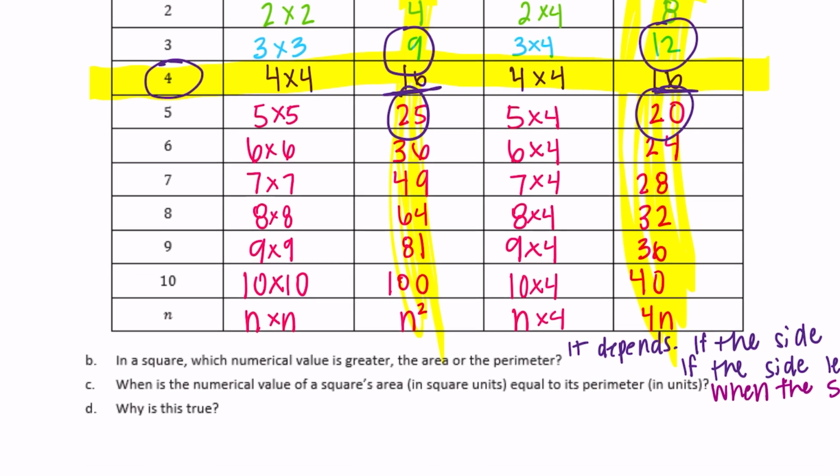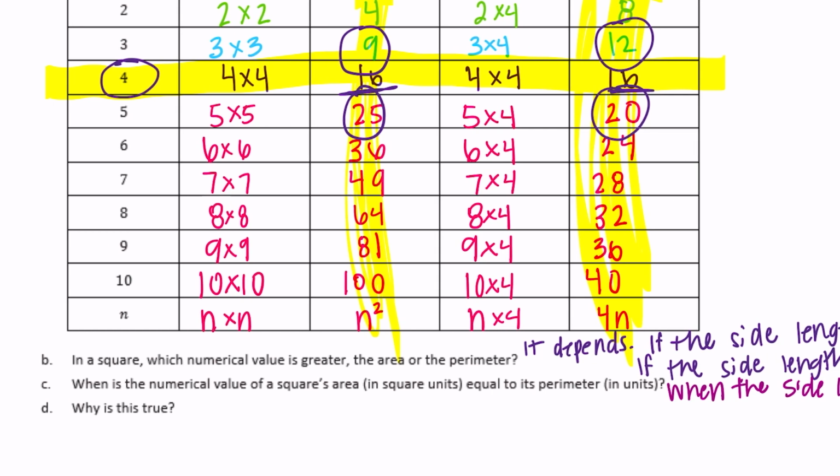Why is this true? Well, it'd be true because n squared is equal to 4n only when n is equal to 4, right? 4 to the second power is only equal to 4 times 4 if we're working with 4. They're both 16.